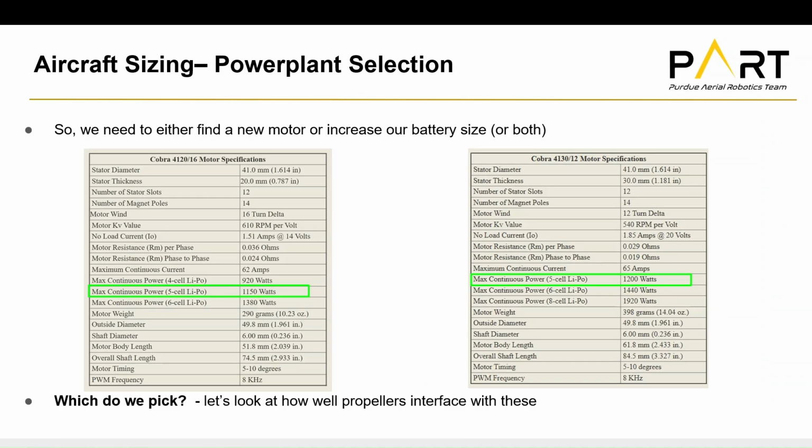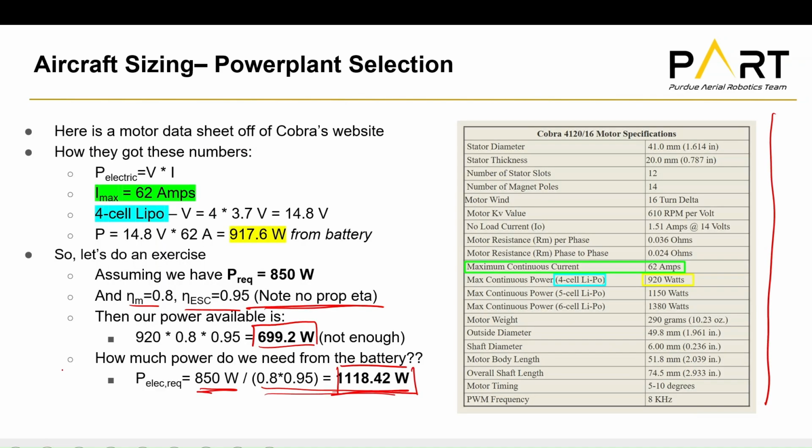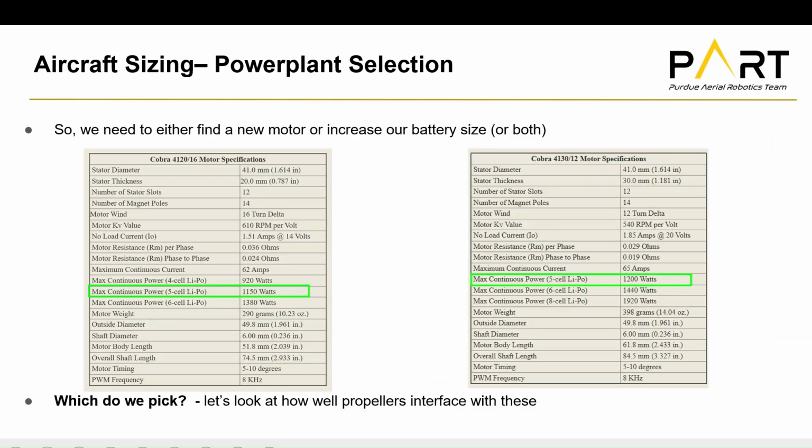All right, we can either bump our previous Cobra 41 2016 here up to a 5-cell LiPo, okay? And we get 1150 watts out of it. Great. Or we can choose a Cobra 41 3012, and we can get 1200 watts out of that with a 5-cell LiPo, okay? So we can look at two different motors. You're going to have multiple motor options. Well, which one do we pick?